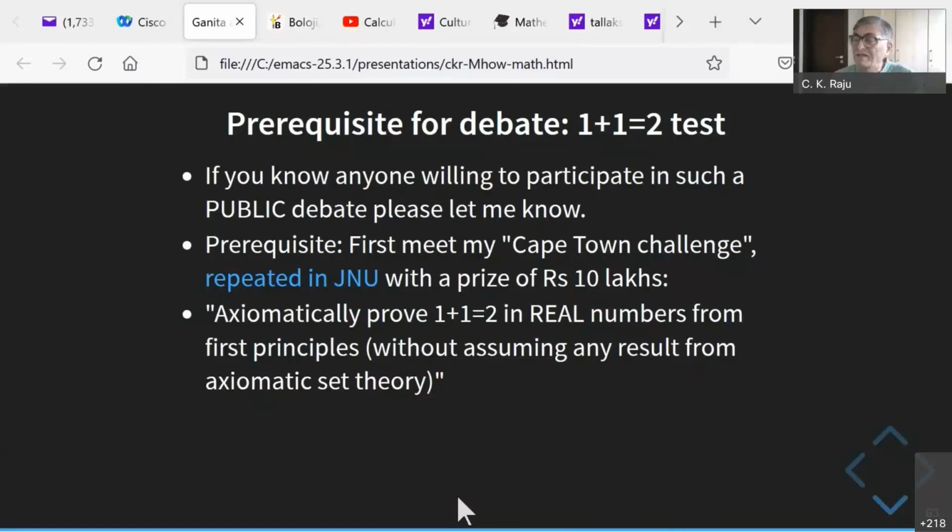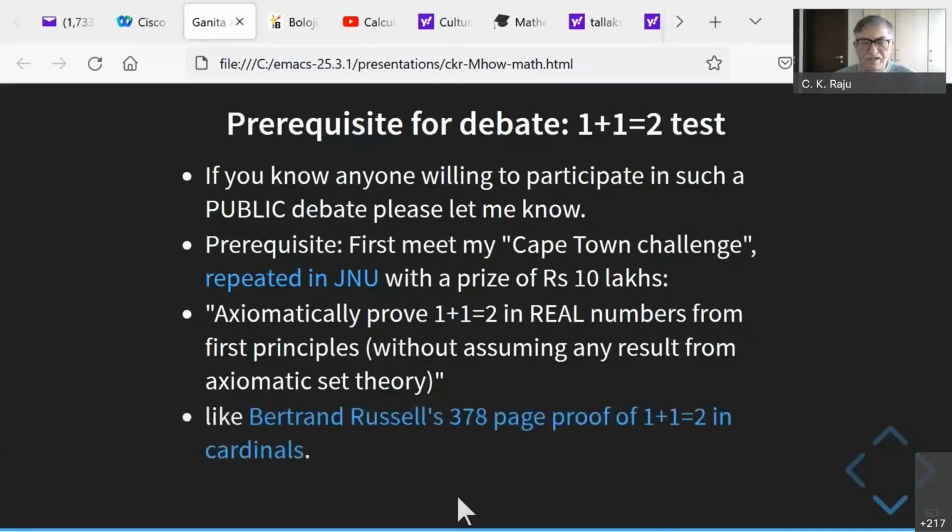I can offer that prize again right now. If you can do it by tomorrow, 1 + 1 = 2 in real numbers from first principles and axiomatic proof, without assuming any result from axiomatic set theory, I will give you 10 lakh rupees.